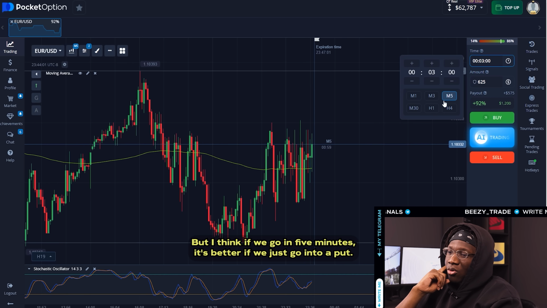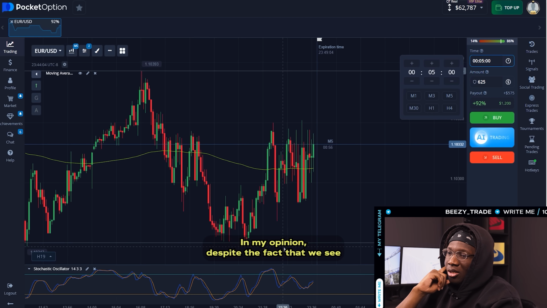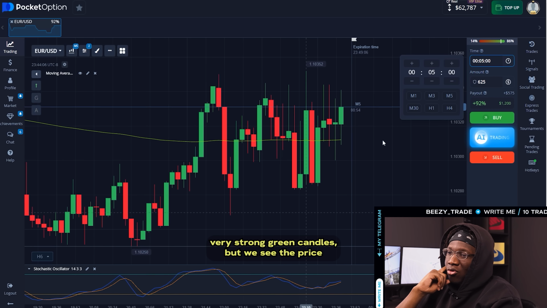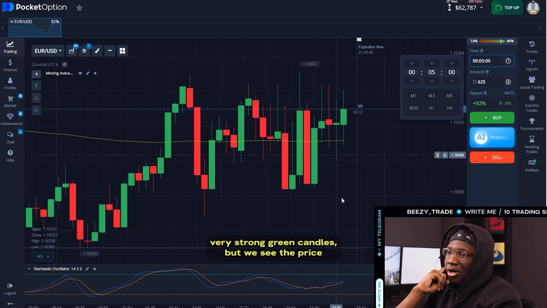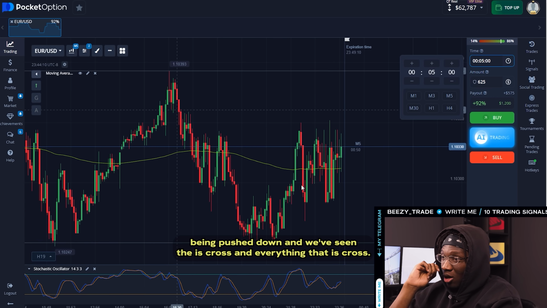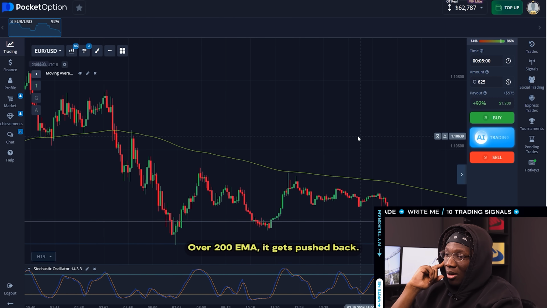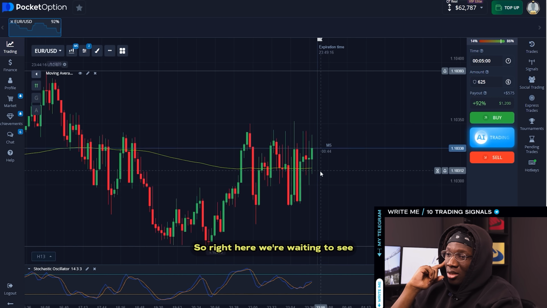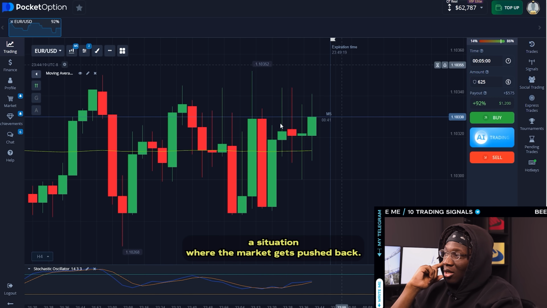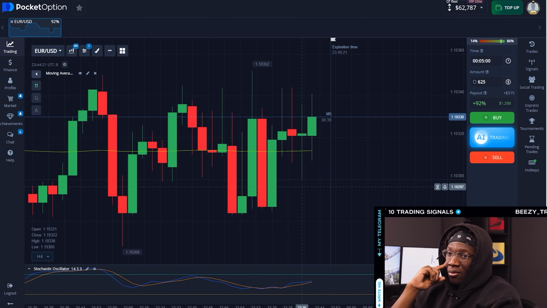it's better if we just go into a put, in my opinion, despite the fact that we see very strong green candles, but we're seeing that price being pushed down, and we've seen that it's crossed, and every time that it's crossed over 200 EMA, it gets pushed back. So right here, we're waiting to see a situation where the market gets pushed back right here.